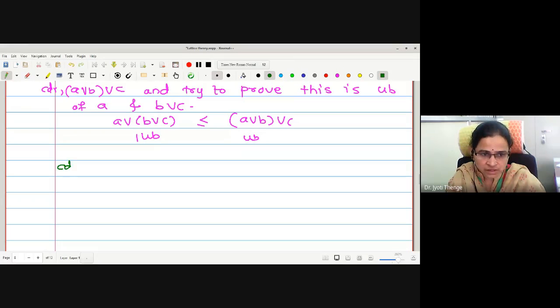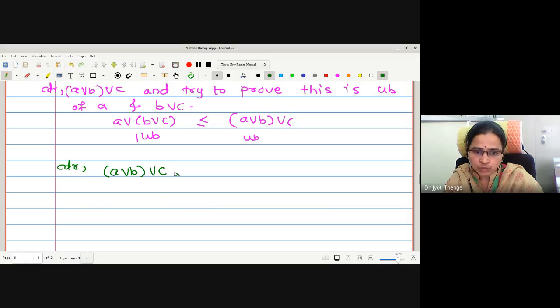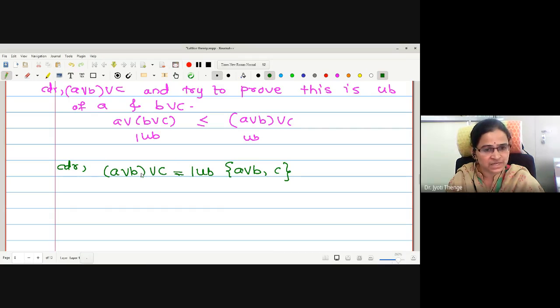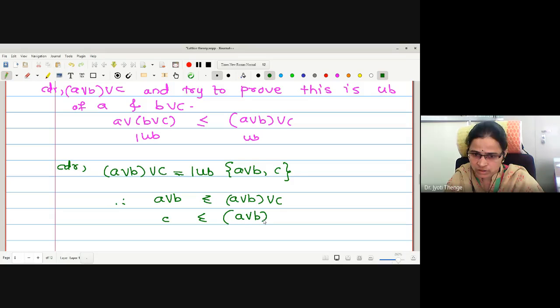So let me first consider A join B join with C. But what we know, this is the least upper bound of A join B with C. For these two elements, this will be the least upper bound. If it is the least upper bound, may I say both of them are going to precede this number. Therefore, shall I write A join B precedes A join B join C. Also, C precedes A join B join C. Let me call these serially, 1 and 2.